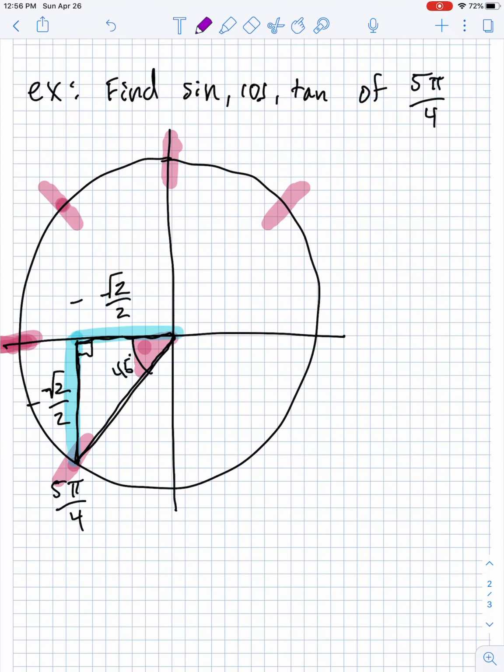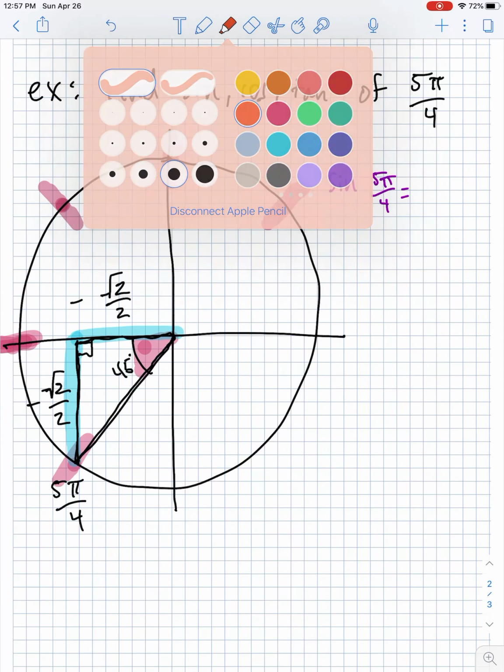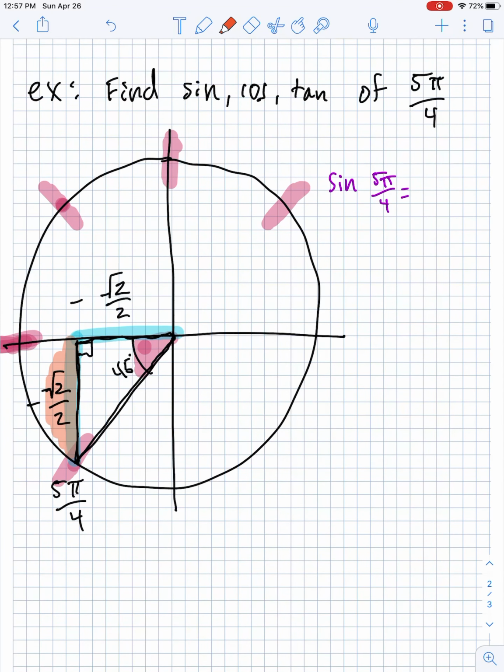The sine of 5 pi over 4 is going to be the height of that triangle. So that means sine 5 pi over 4 is equal to, and I'll use the highlighter once again, well here, I'll go orange, this side right here. This is the height of the triangle. So sine of 5 pi over 4 is negative root 2 over 2. Cosine is going to be the base of that triangle, which is this side, which is negative root 2 over 2 as well.